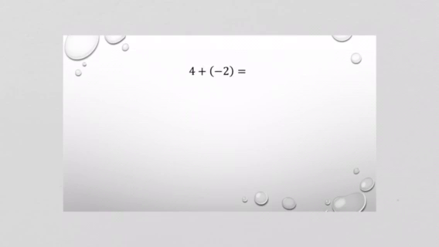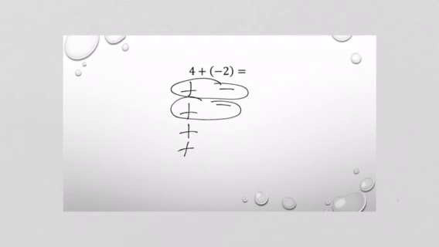Okay, our next one is 4 plus -2. So we'll have 4 positives plus 2 negatives. We'll make our zero pairs. And look what we have left over. +2.